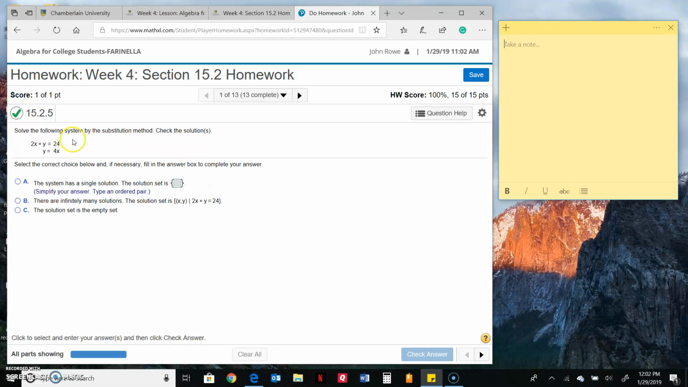Hello class. So this week we're going to solve a system of equations using the substitution method.